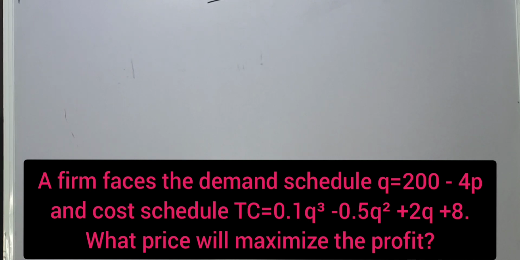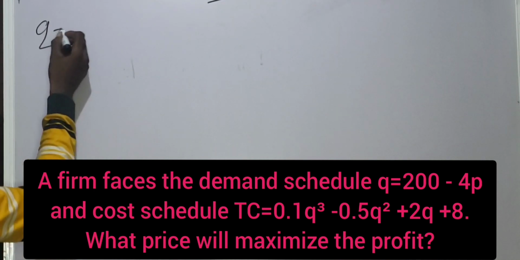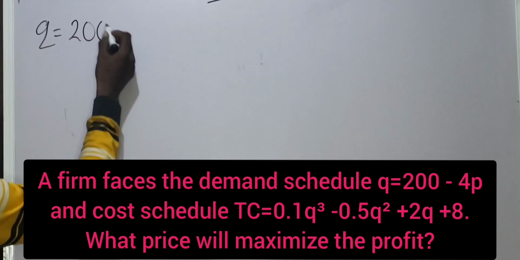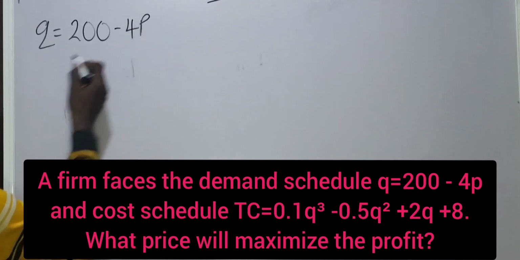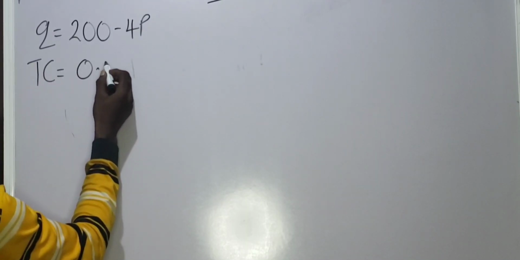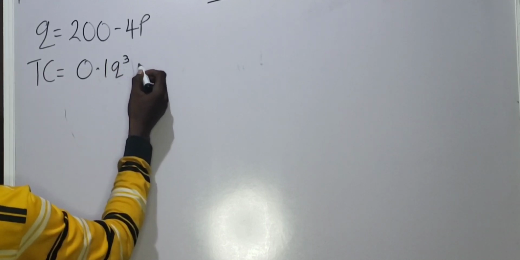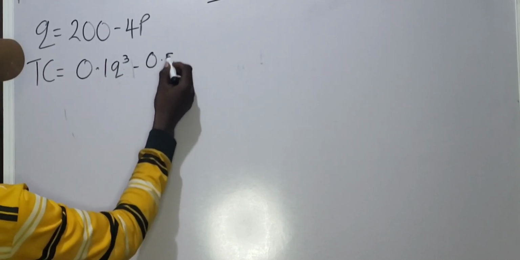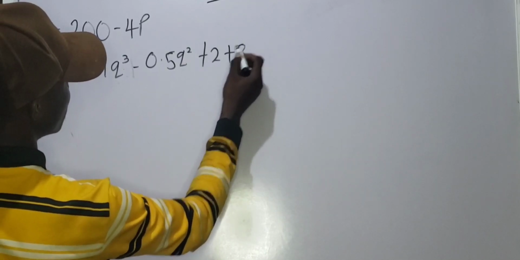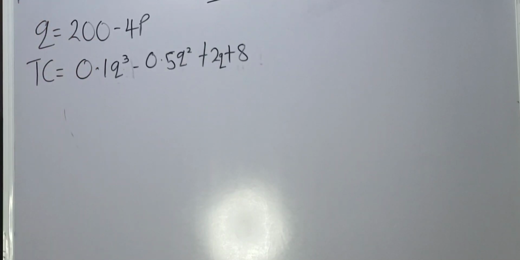You understand? Now, I've solved this question using the first method. This is the second method, okay? Let's start by writing out the parameters that we are given in the question. The demand schedule is Q = 200 - 4P, and the cost schedule, which is the total cost, is 0.1Q^3 - 0.5Q^2 + 2Q + 8, okay?